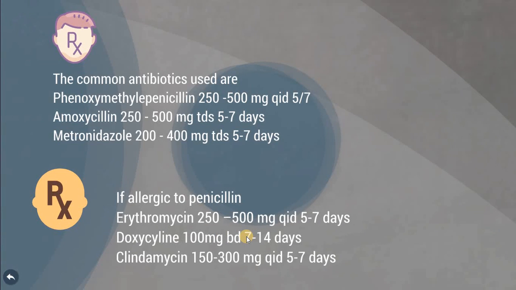The common antibiotics used are phenoxymethylpenicillin, amoxicillin, metronidazole, and if there's an allergy to penicillin, there's erythromycin, doxycycline, and clindamycin. Here in Kurdistan we mostly use metronidazole and amoxicillin, which are the best combination for treating periodontal disease. Especially for abscess, we give metronidazole for 5 days, 400 milligrams twice daily. But amoxicillin, we give it 3 times daily until we find an improvement of the abscess.